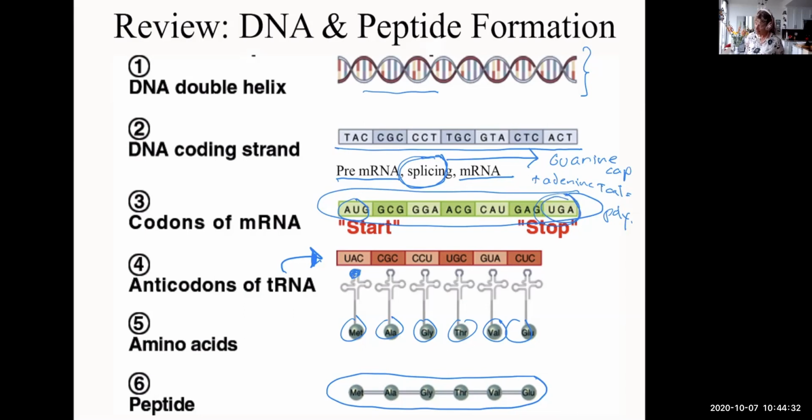So along comes a transfer RNA with our amino acids attached to very specific transfer RNAs, which have very specific anticodons, so that they can temporarily bind to the messenger RNA.